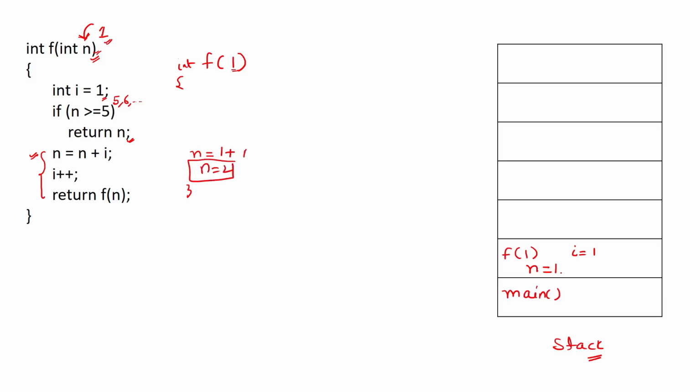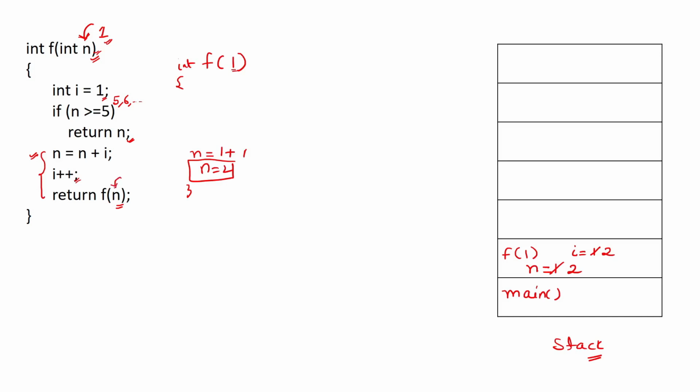Okay, so we can update n here, right? Now this is saying I plus plus. So I will now be 2, right? Now we are calling this function f again with what value?